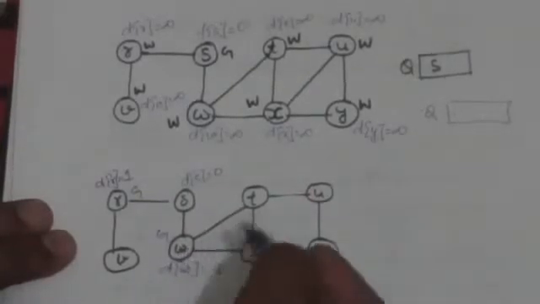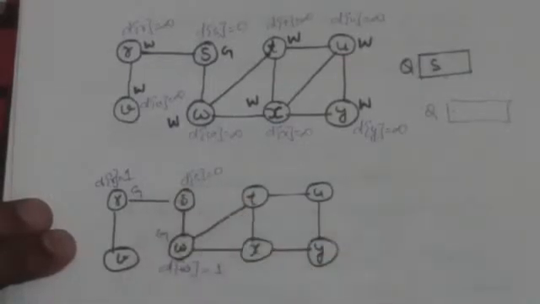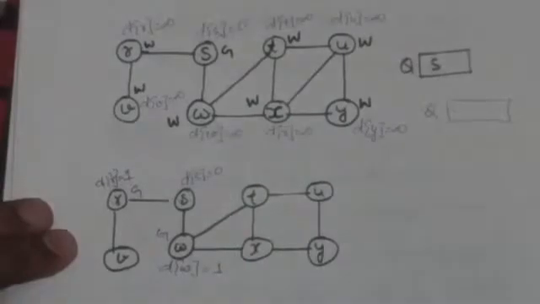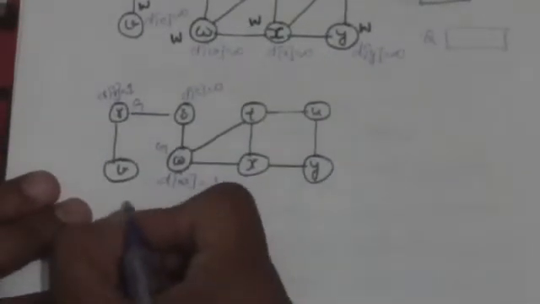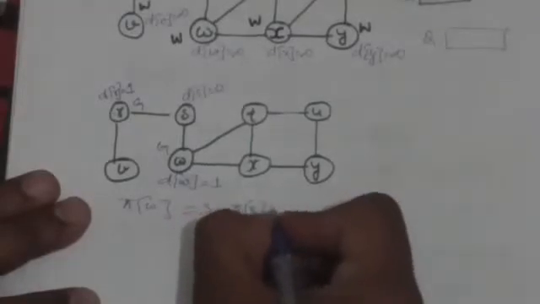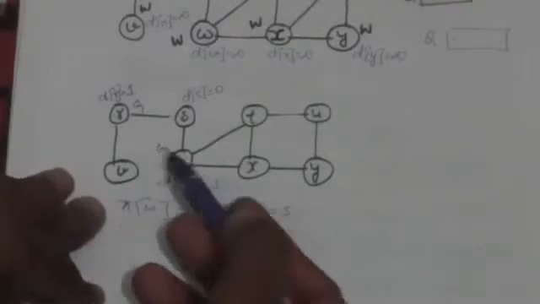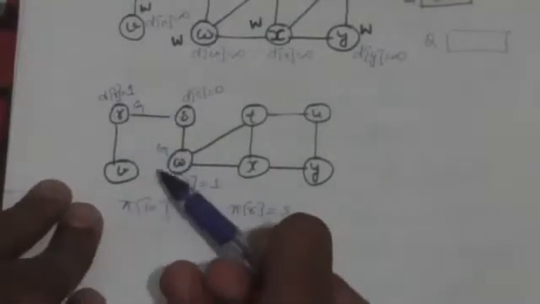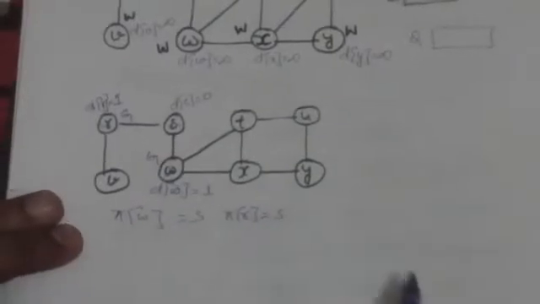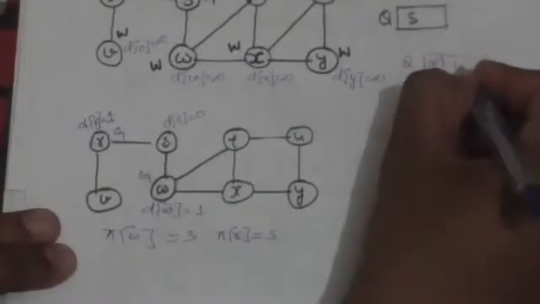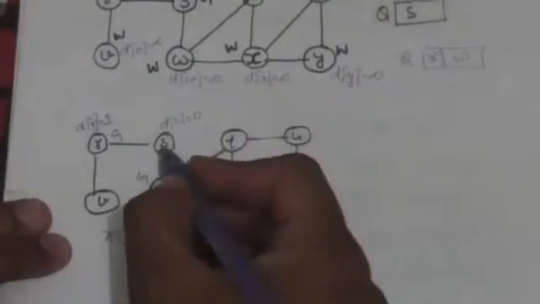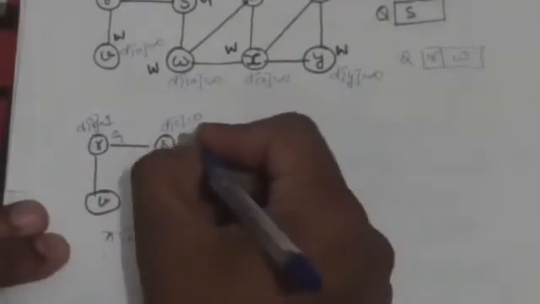And then vertex S will be set as the predecessor of vertices R and W. So pi W is equal to S and pi R is equal to S. It means the predecessor of vertices R and W is S. Now, after this, we will enqueue these two vertices R and W in Q. So here we have enqueued these two vertices R and W in Q. And after this, color of source vertex S will be set to black.